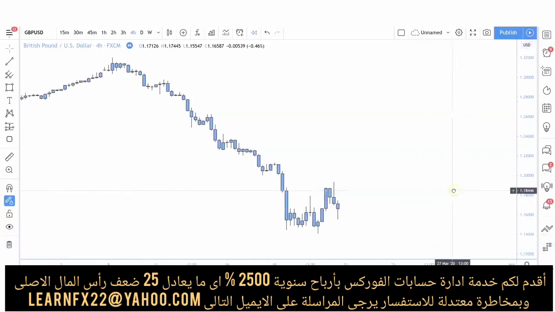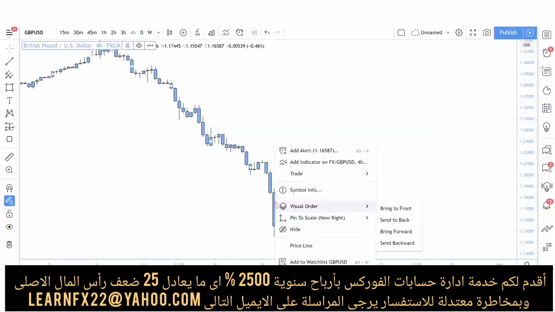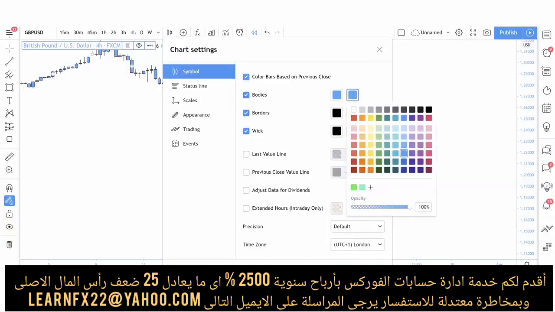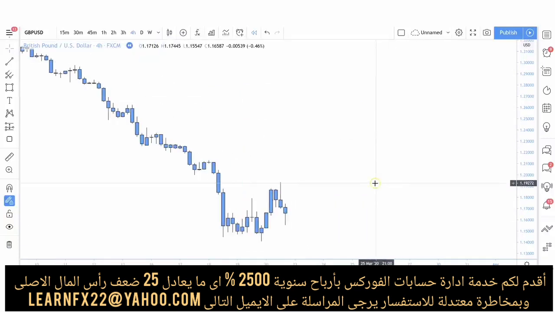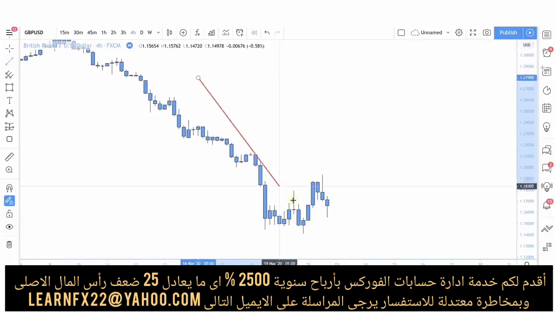So the first thing that I'm going to be looking at on this structure is clearly the market is to the downside. Let's just make sure that these candle colors are the colors that I want. Let's try this and this. Yeah, this is the one. So I can clearly see that the structure of the market is to the downside with this downtrend here.